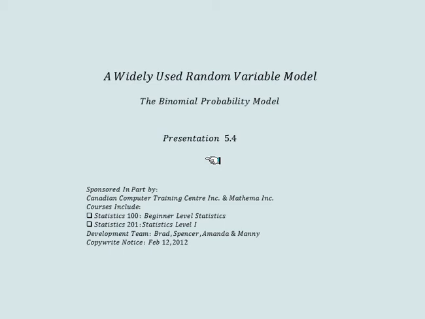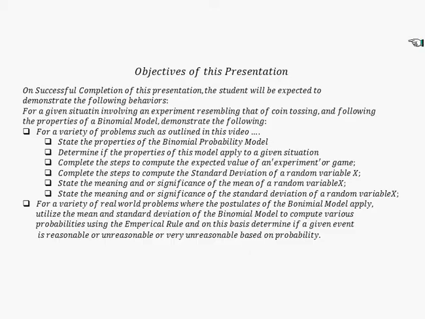Hello and welcome back. This is presentation 5.4 of the binomial probability model, a special case of a random variable. And note at the bottom here we have a few acknowledgements. These are the objectives of this presentation. Please feel free to stop the video at any time and jot these down.